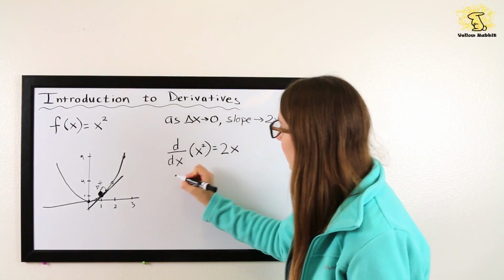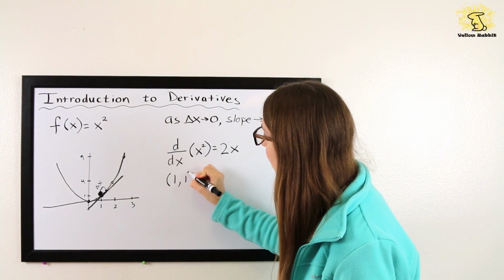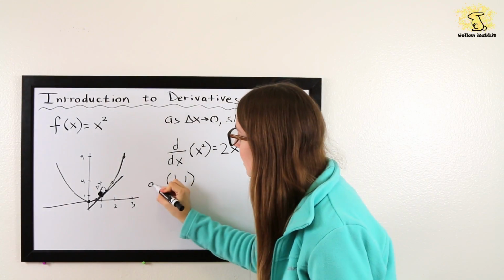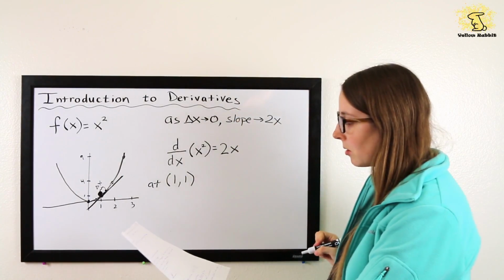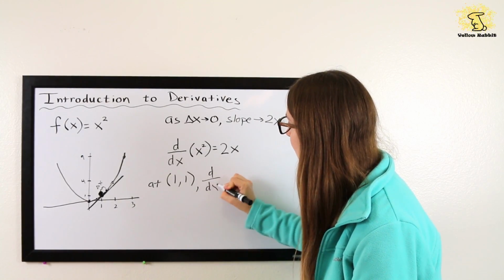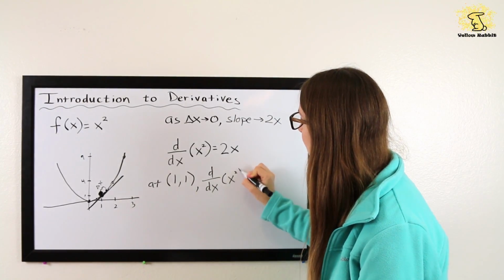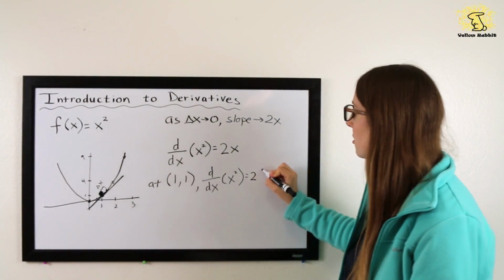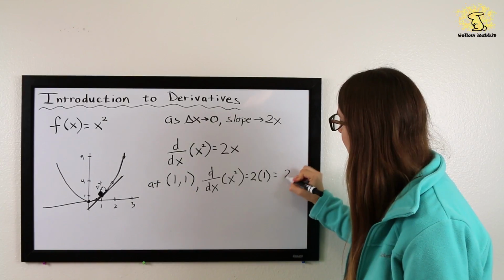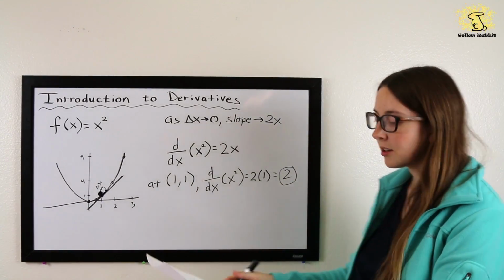I can solve that value using my result. So at the point 1, 1, the derivative is equal to 2 times the value of x, 2 times 1, which gives me a result of 2.